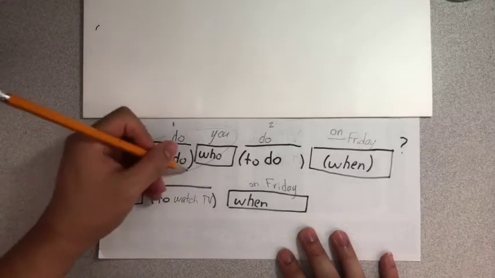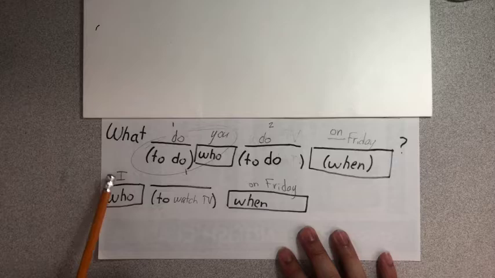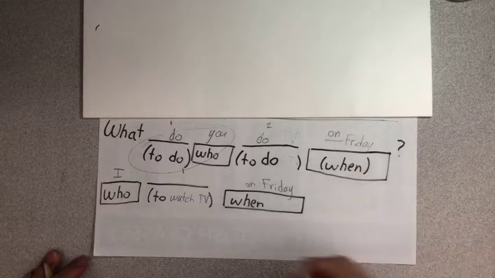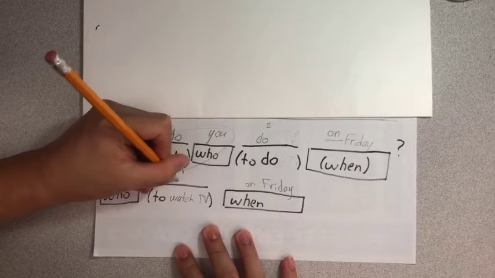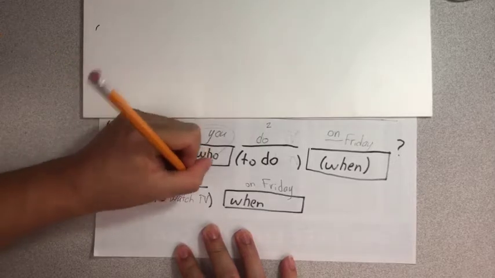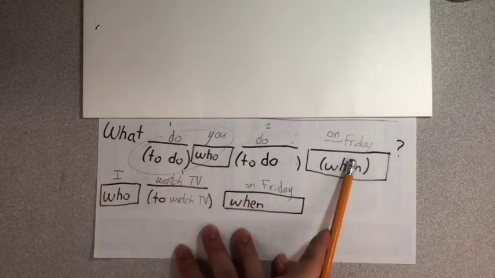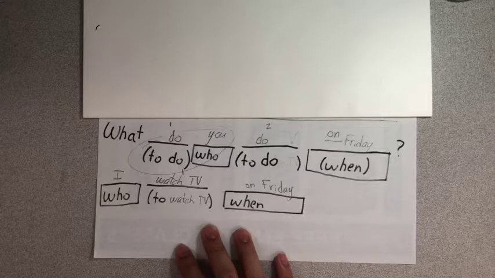Now, this is the first verb here. This is verb number 1, watch. So what do we change, watch and I? I, you, we, they watch TV. What do you do on Friday? I watch TV on Friday.